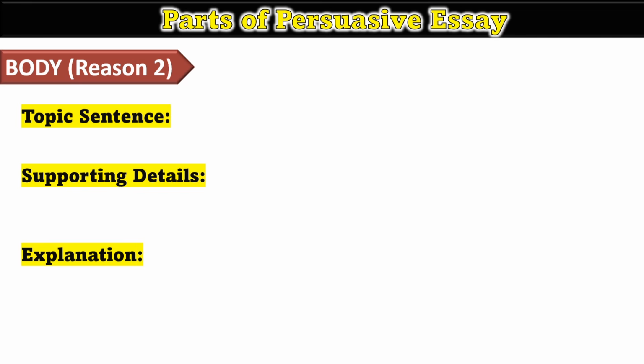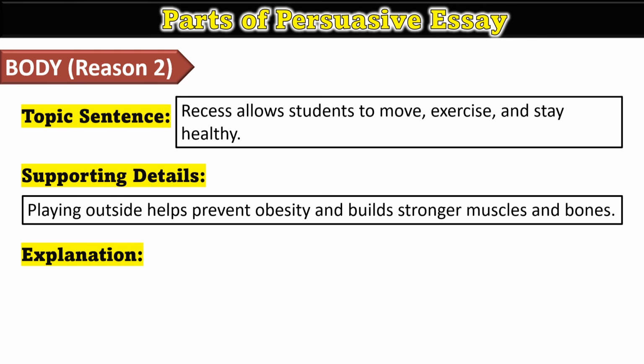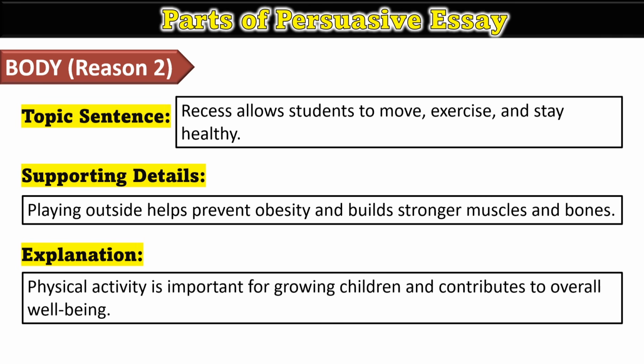Paragraph 2 or Reason 2 focuses on physical health. Topic sentence: Recess allows students to move, exercise, and stay healthy. Supporting details: Playing outside helps prevent obesity and builds stronger muscles and bones. Explanation: Physical activity is important for growing children and contributes to overall well-being.